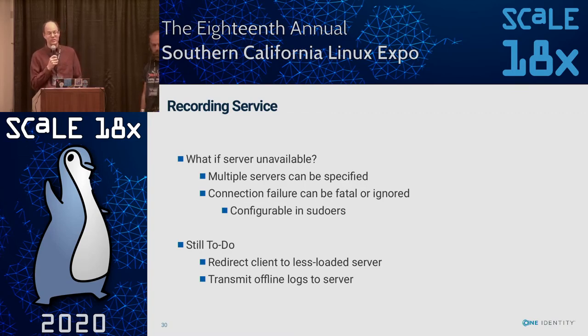So, but then the question is, what happens if that remote server is unavailable? By default, we fail closed, and so the command can't be run if it can't contact the server. But you can have multiple servers listed in sudoers, and you can determine whether or not that failure is fatal or whether it's just ignored. And by default, it's still logging locally, so this is all optional settings here.